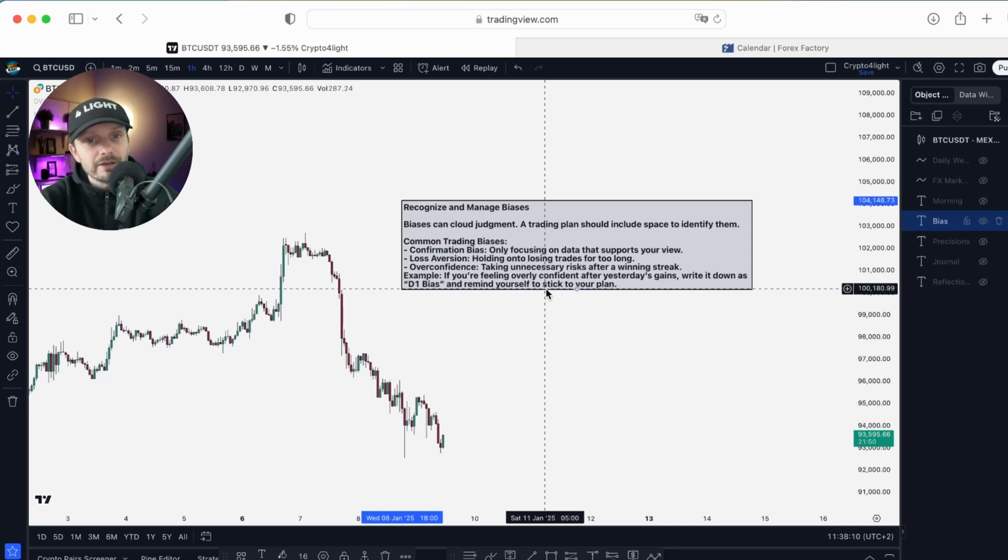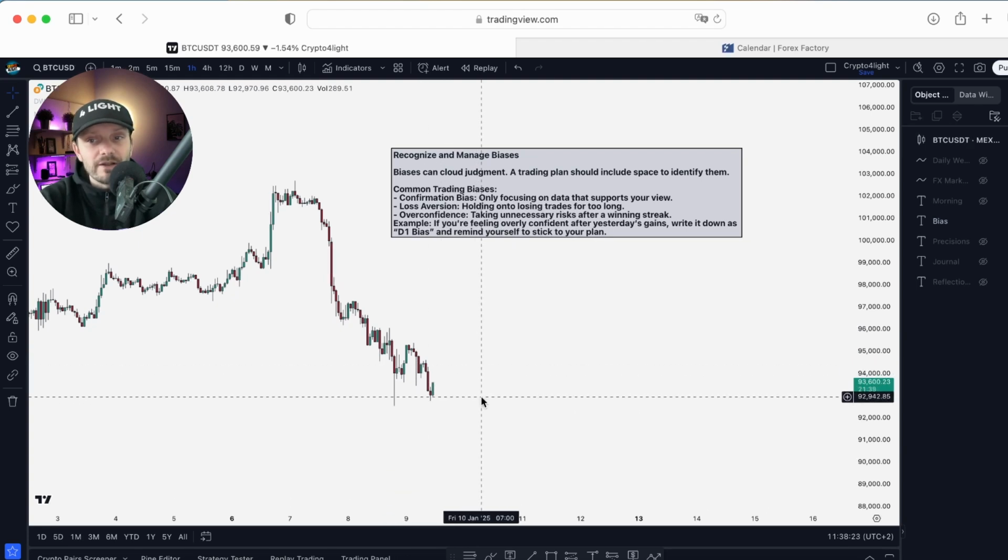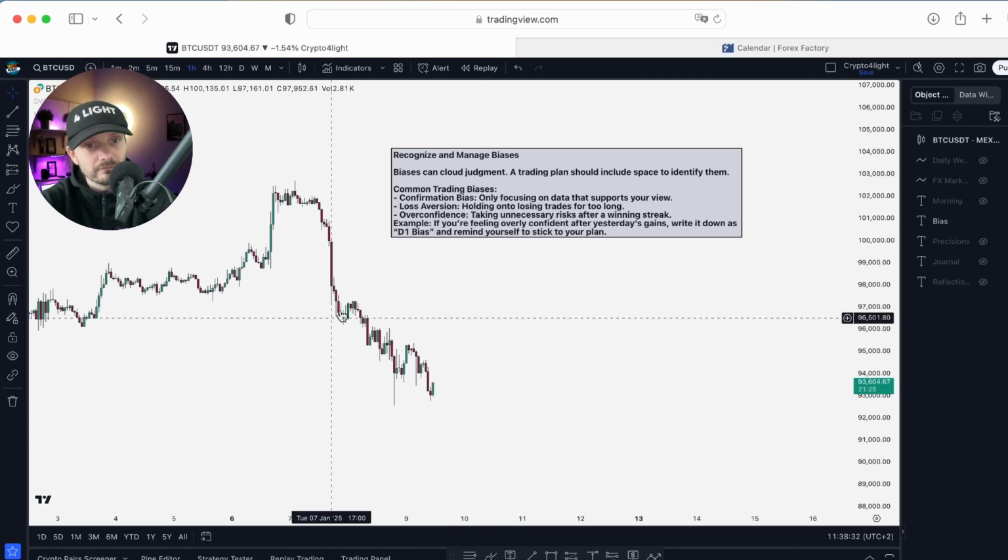So, a common trading bias, confirmation bias, is only focusing on the data that supports your view. If, for example, you track the news and you look for a short, you need to find that bias personally, looking as much as possible for potential confirmation. So yes, we're going down and continuing the structure.